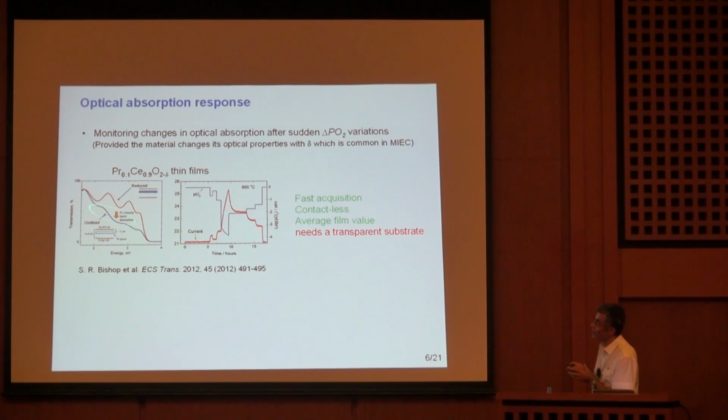in the visible range. So one can monitor this optical response at a single wavelength, so we can follow the transitory changes upon oxygen pressure variations, as is being observed in these graphs. This is interesting because it can be acquired very fast. Important, because it does not use any contact, so this is a very important thing. And again, it's an average value of the film, but of course it needs that the film is transparent and the substrate is transparent. So there could be some limitations in some cases, but it's a very interesting thing, very complementary to the other techniques, particularly because it does not use contacts as in the case of conductivity relaxation experiments.